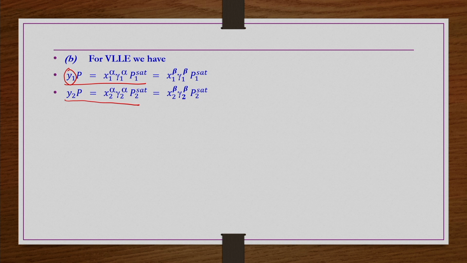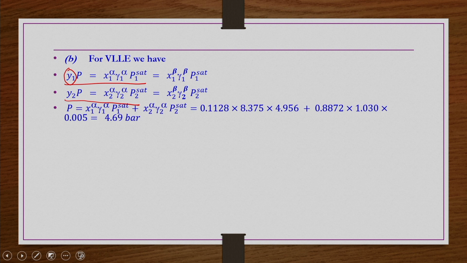So when you add these two, we have Y1P plus Y2P, that is nothing but P, equals x1α γ1α P1sat plus x2α γ2α P2sat. x1α you found, γ1α you obtained, P1sat is given, and then x2α you obtained, γ2α you obtained, and P2sat is given. When you substitute all these things, you will get 4.69 bar.